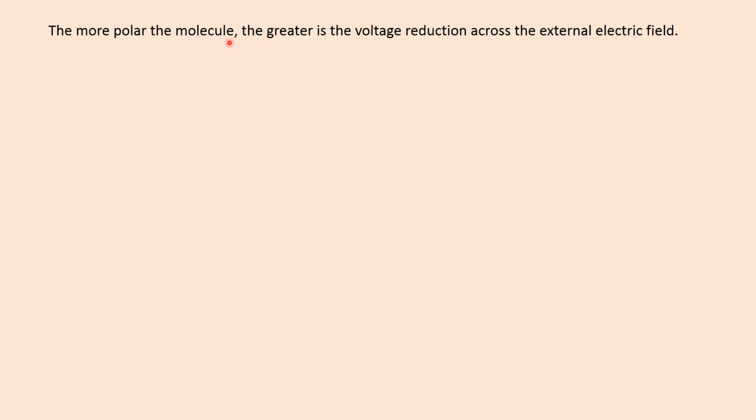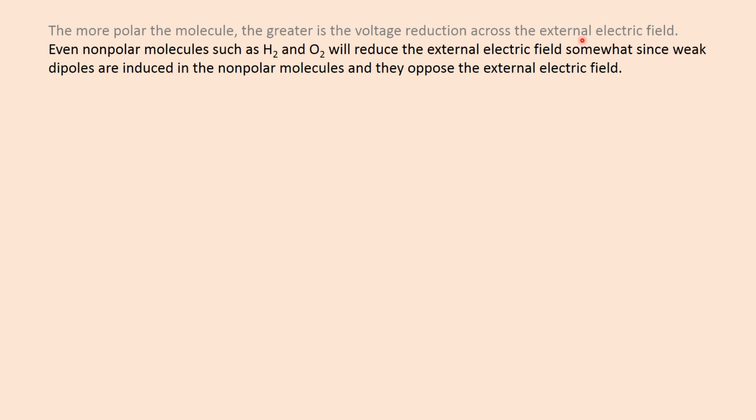So the more polar the molecule, the greater is the voltage reduction across the external electric field. Interestingly, even nonpolar molecules like hydrogen and oxygen will reduce the external electric field somewhat, because weak dipoles are induced in the nonpolar molecules and they oppose the external electric field. And we'll be explaining more about induced dipoles later in this lesson.